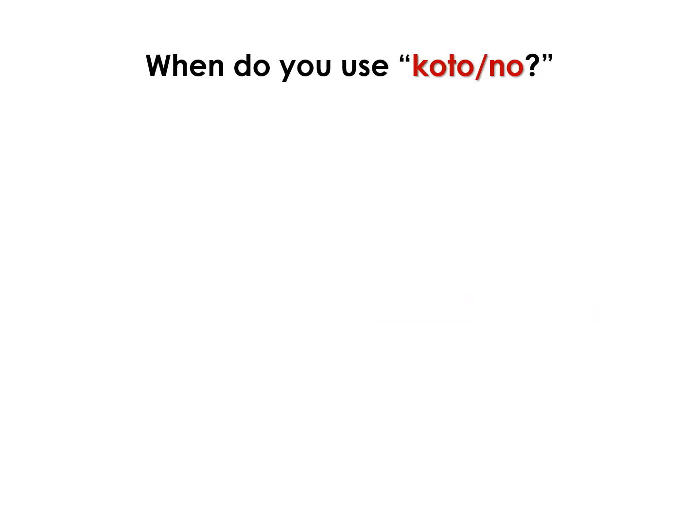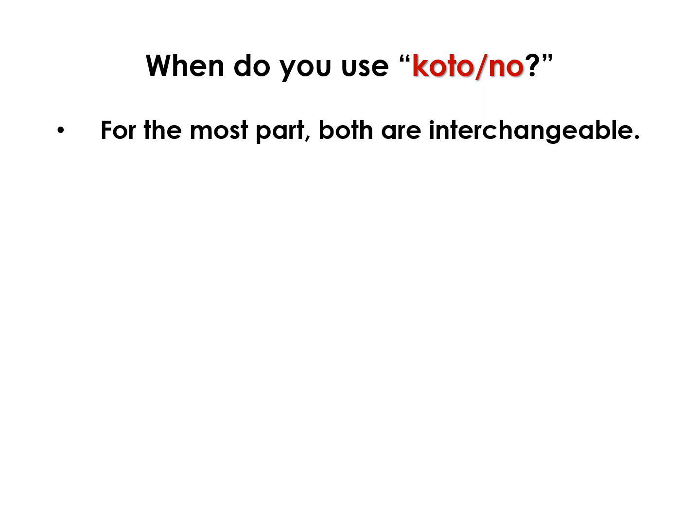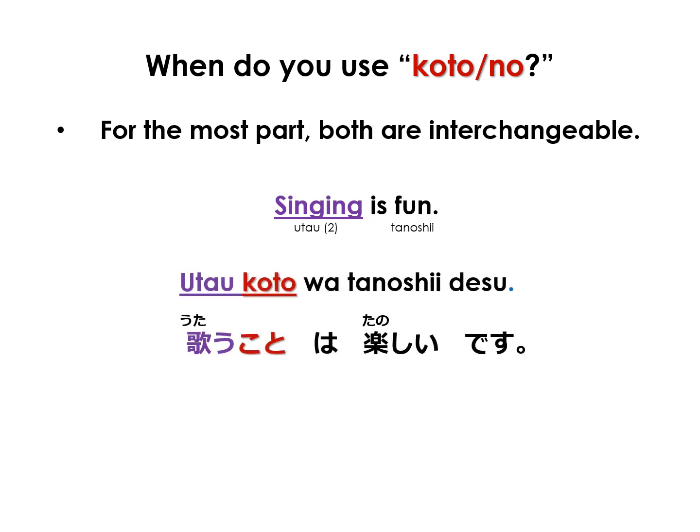So when do you use KOTO and when do you use no? For the most part, both are interchangeable. For example, the sentence, singing is fun. In Japanese, utau koto wa tanoshii desu.